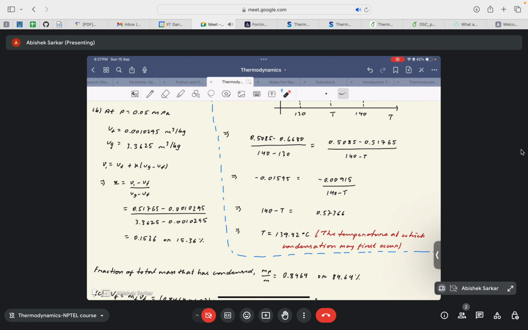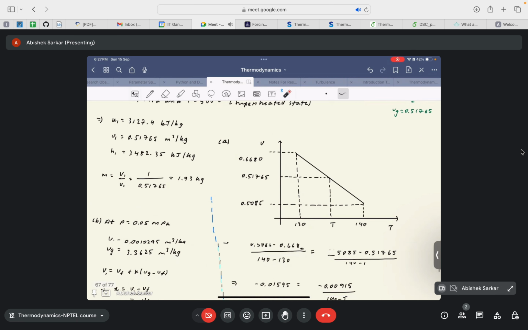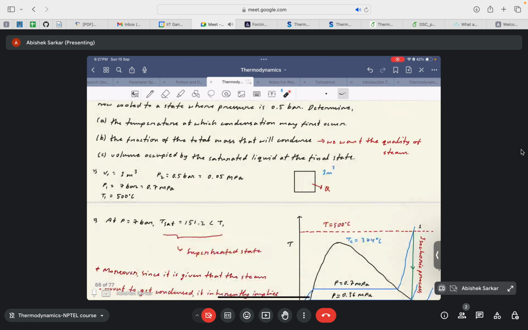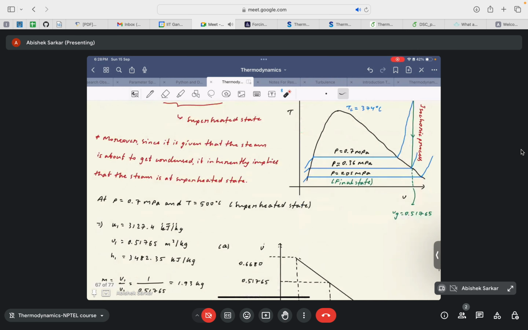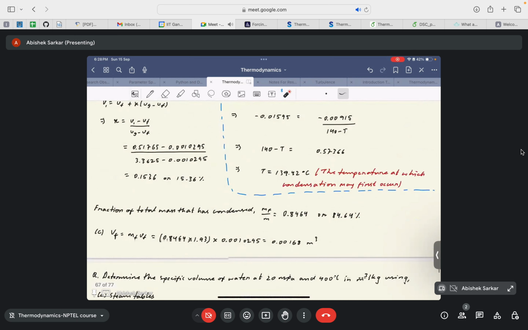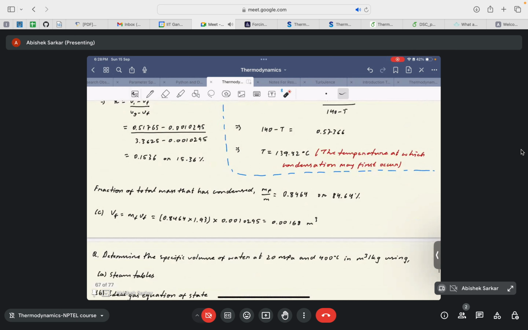Once you do it, you will find that it is equal to 0.8464 or 84.64%. The final part of the question is the volume occupied by the saturated liquid at the final state. So we need to find the volume of this condensed liquid in the final state. It's quite easy now, because since you know the mass of the fluid that has condensed, you can easily find the total volume of the fluid that has been condensed.